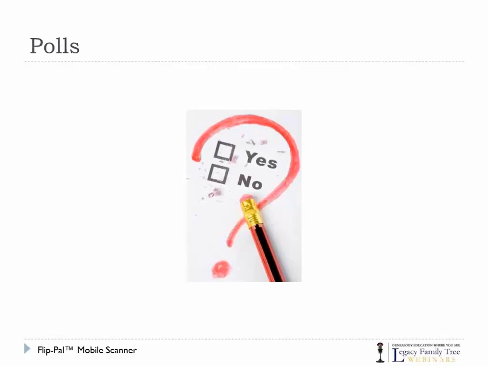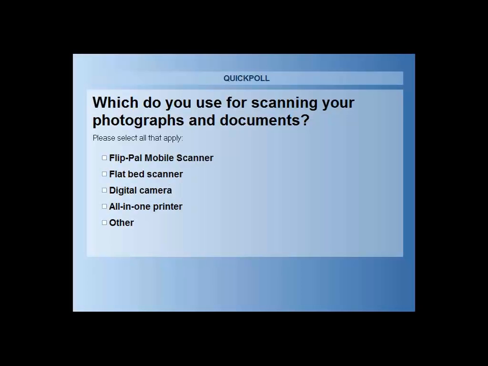We'll begin with a quick poll question, so get your clicking fingers ready to answer. You should see on your screen now the question: which do you use for scanning your photographs and documents? The answers are the FlipPal mobile scanner, a flatbed scanner, a digital camera, an all-in-one printer, or other. Choose as many of these as you actually use, and I'm sure this will be helpful to Gordon today as he presents to us. I'll share the results with you and with him in just a second.